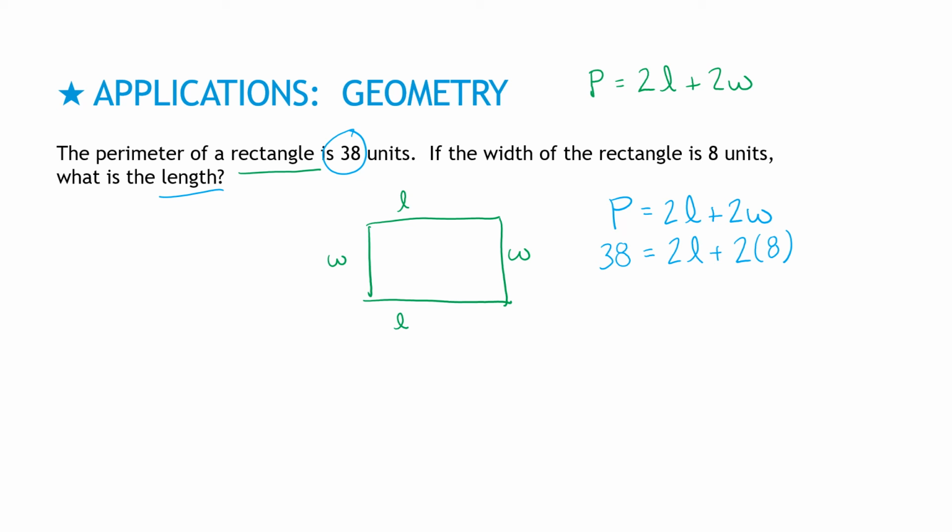It takes a little bit more math. We have 38 equals 2L plus 2 times 8, which is 16. Now I'm trying to get the L by itself, so I'm going to start furthest away from the L, which is the 16. So subtract 16 from each side to get 22. And now I'm trying to find out what 1L is, so divide each side by 2 to get L equals 11. Again, I would write a sentence. The length of the rectangle is 11 units. So write it out as a sentence.